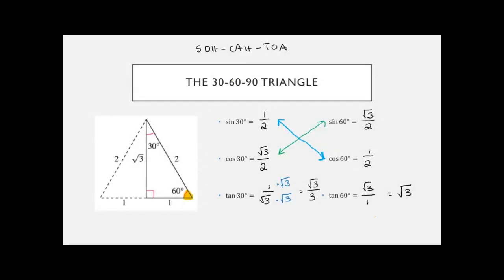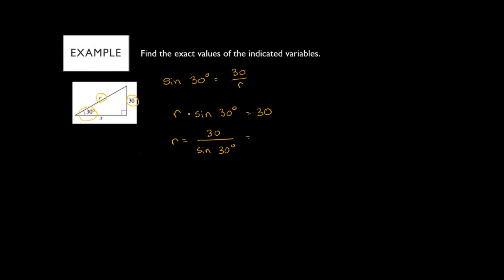So I can go back to my chart here. The sine of 30 degrees is equal to 1/2. So I can replace sine of 30 degrees with 1/2. So that would give me 30 over 1/2. And 30 divided by 1/2 is the same as 30 times 2. And so that side length r is equal to 60.